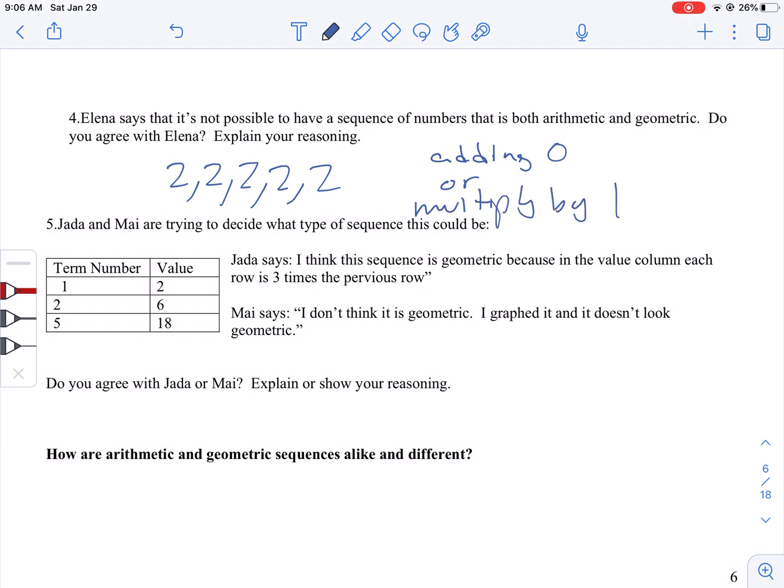So Jada and I are trying to decide what type of sequence this would be. 2, 6, 18. I think it's geometric because the common value in row 3 is 3 times the previous row, times 3 times 3. My partner says I don't think so. I graphed it and it doesn't look geometric.